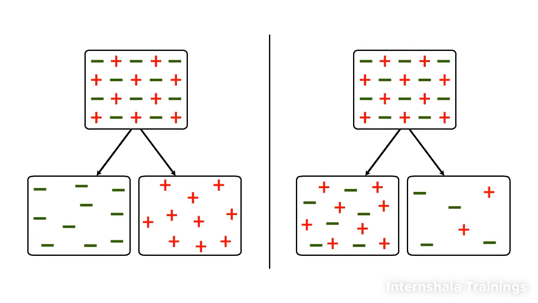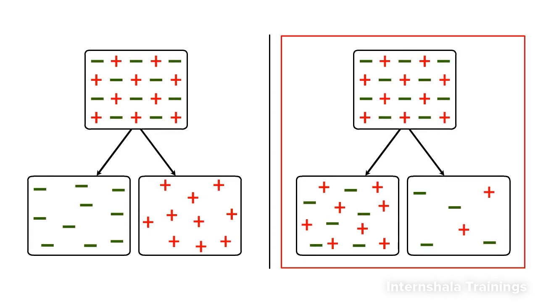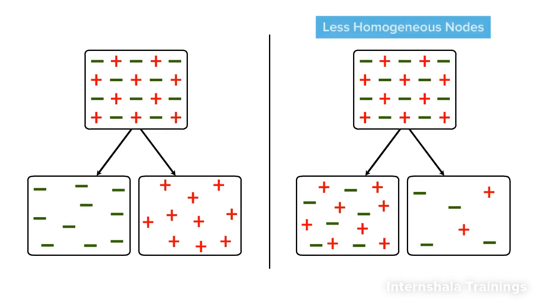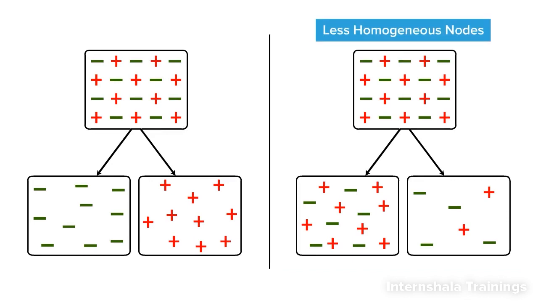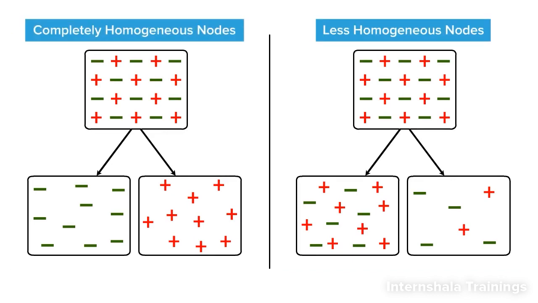Let's consider an example to better understand this. If you look at this split at the right hand side here, it is leading to a less homogeneous node as compared to the split at the left, which is producing completely homogeneous nodes, and we can infer that split on the right is giving less information gain.